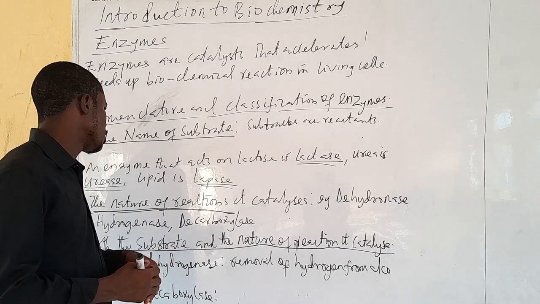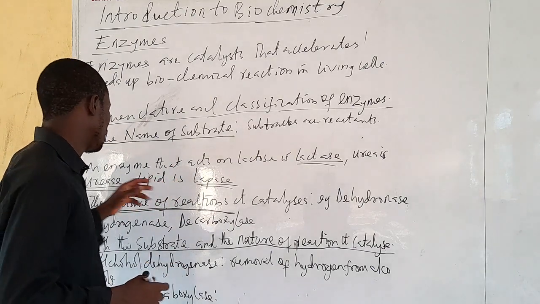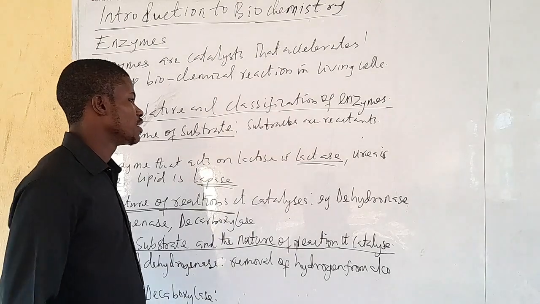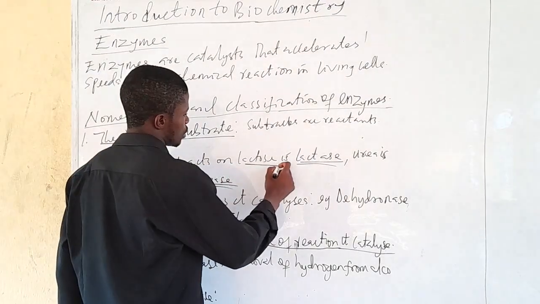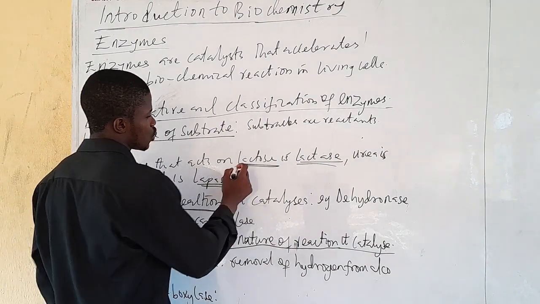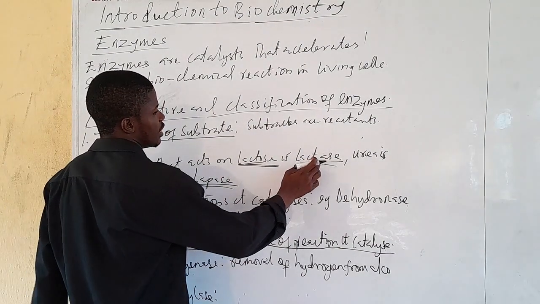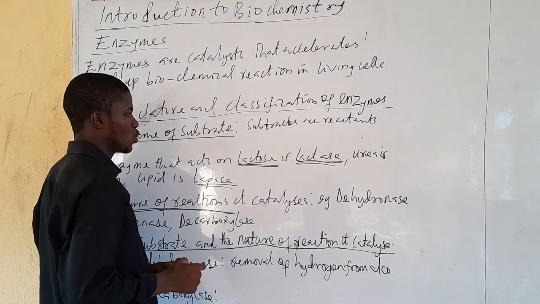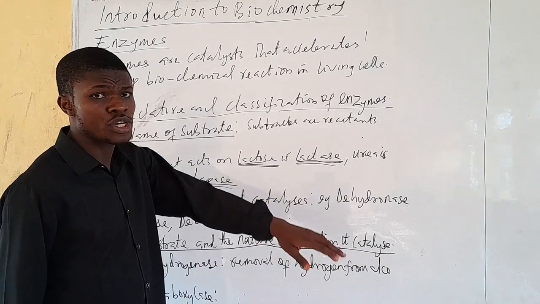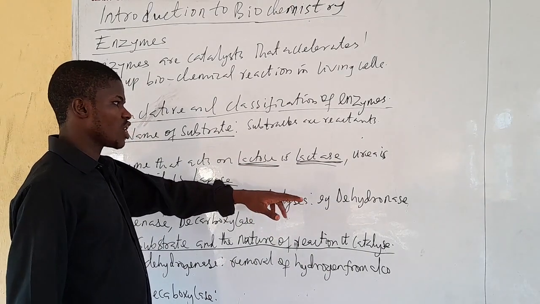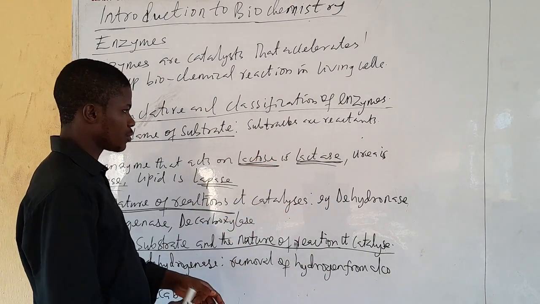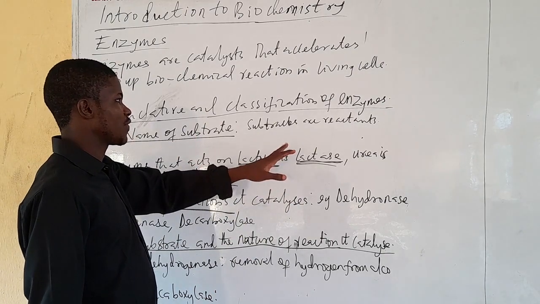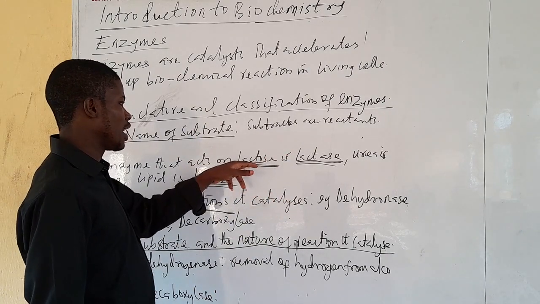Product. Now, an enzyme that acts on lactose is lactase. Lactose is the substrate. So this lactase, the enzyme, acts on what? Lactose. So for quick and steady identification of these enzymes, the name of substrate can be used to classify and give them names like lactase.